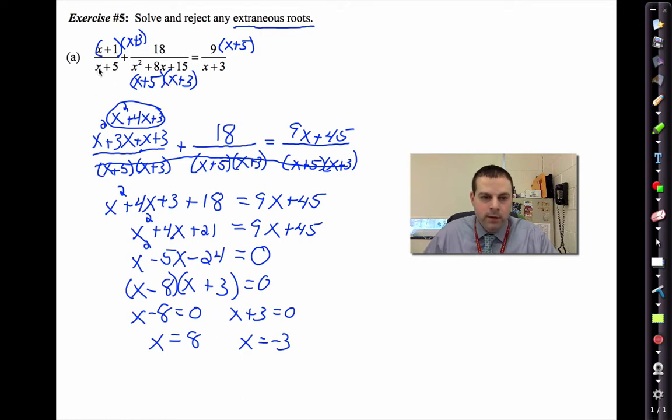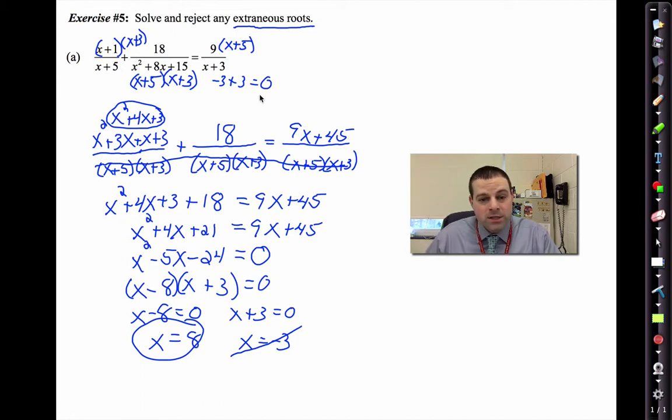So when I plug in 8, 8 plus 5 is 13. That's positive, not 0 or negative. Here I get 8 plus 3, which is 11. 8's good to go. But here's where I have to be careful. When I look at the negative 3 and I plug it into this last fraction, negative 3 plus 3 is equal to 0. And remember, anytime you have a rational expression with 0 in the denominator, your value becomes undefined. Because of that reasoning, we must reject x equals negative 3. So as far as extraneous roots go, that is the reasoning that you're looking for.